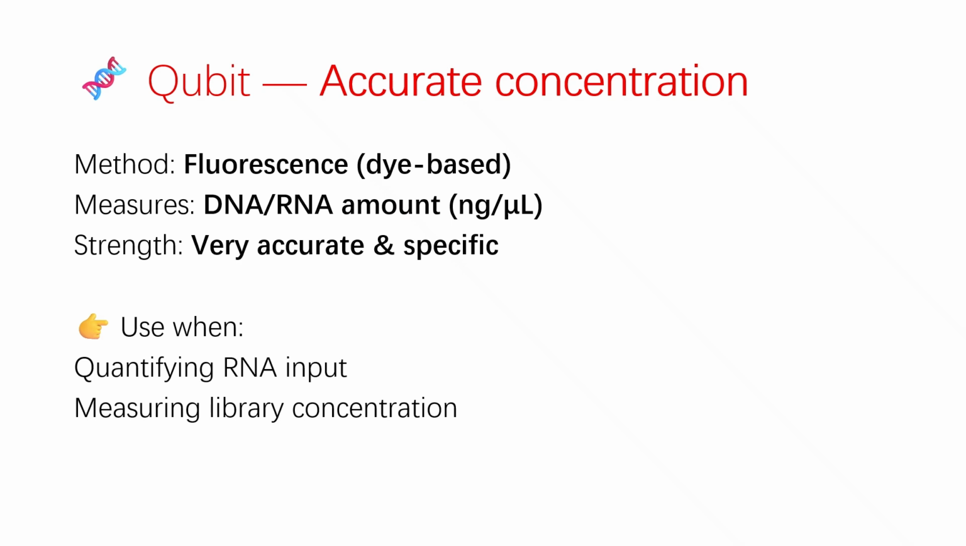Qubit is the tool for accurate nucleic acid concentration. Qubit uses fluorescent dyes that specifically bind to DNA or RNA, which means it ignores contaminants like proteins. This gives you a much more precise measurement, especially for low-concentration samples. That's why Qubit is essential before library prep. It ensures your input amount is correct and improves the quality of your sequencing results.